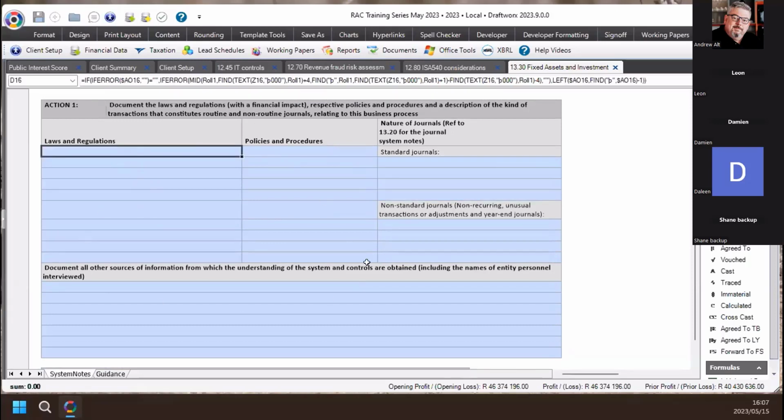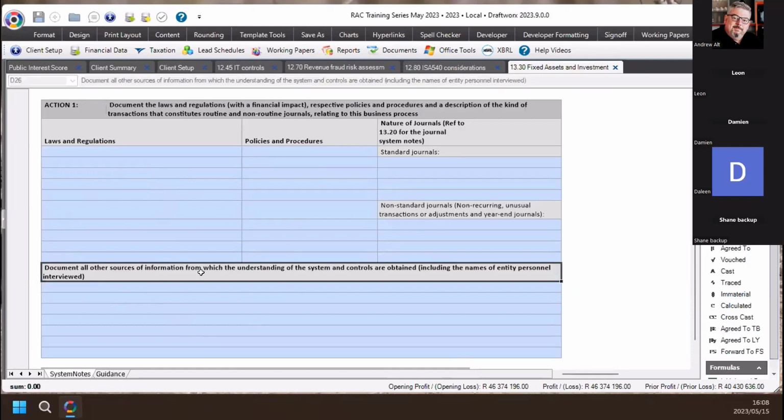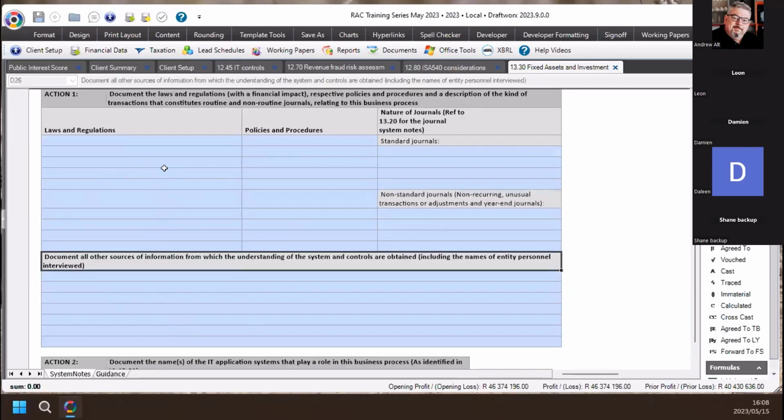So it is a good idea to document year one. If you have used our index sheet before to document this information, we've tried to pull some of that info in, but it has been difficult in some cases, depending on how it's been documented. But what we're looking for is we're now addressing the cycle for the first time. We're looking at fixed assets and investment property. What are we doing? And what are the sources of information that the client uses in this PPE cycle?